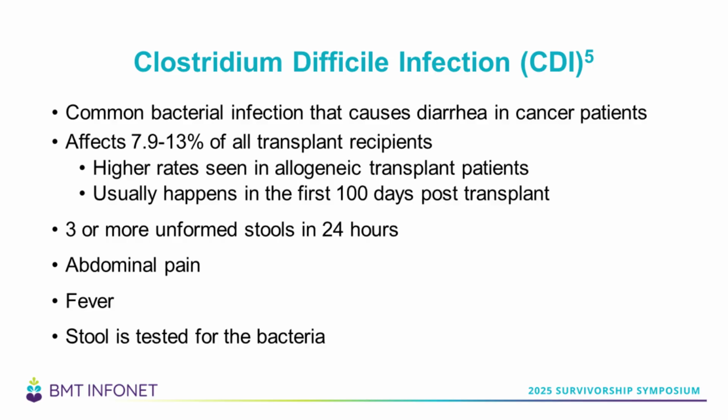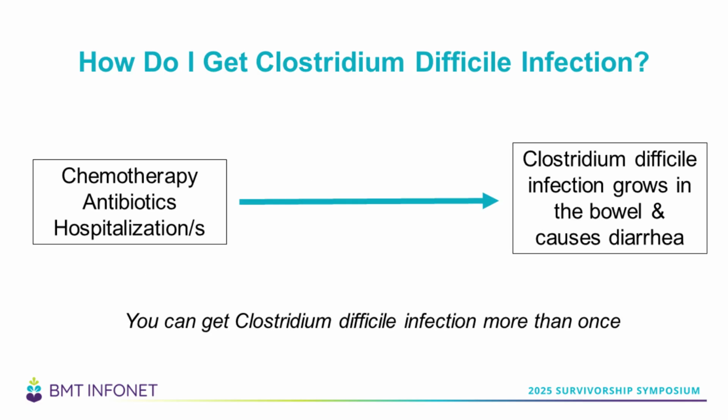How this infection presents is frequent diarrhea, which we usually think of as 3 or more loose stools in a 24-hour period, abdominal pain, and fever. Your medical team will send a sample of your stool to be tested for the bacteria. That's how the diagnosis of this infection is made.